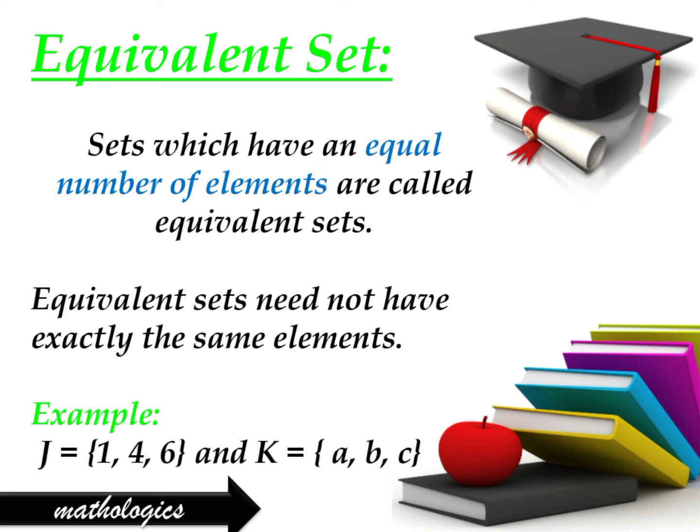For example, set J has 3 elements 1, 4 and 6, and set K also has 3 elements that are A, B and C. So, both sets J and K have 3 elements. So, J and K are equivalent. Their members are different, but their number of members is the same or equal. So, they are both called equivalent sets.